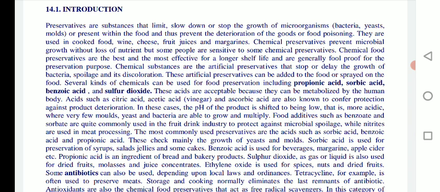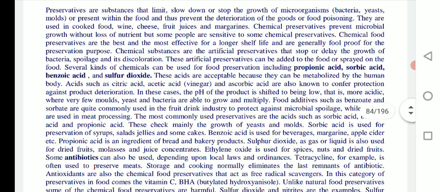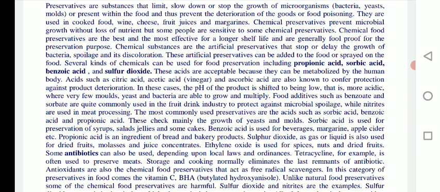Chemical preservatives prevent microbial growth without loss of nutrients, but some people are sensitive to some chemical preservatives, due to the chemical nature of the preservative. They are allergic to some of them. Chemical food preservatives are the best and most effective for longer shelf life and are generally foolproof for preservation purposes.